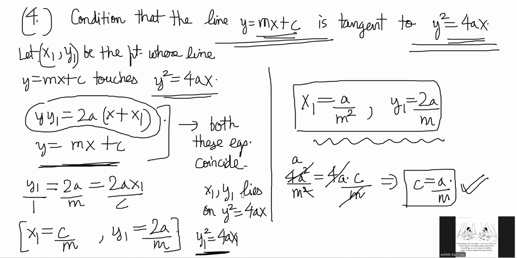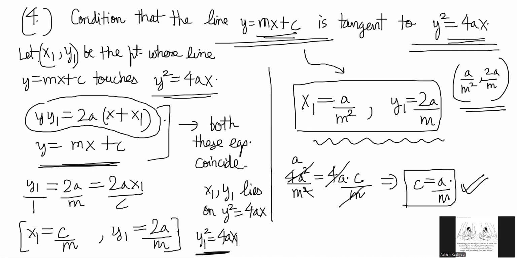And from the fact that x1, y1 lies on the parabola, we know y1 square is 4a x1. And using these two results together, we get c is equal to a by m. And we also get the point of tangency a by m square and 2a by m, right? So remember the point of tangency of this line, if it is tangent to the parabola, it is a by m square comma 2a by m, right? That is something that is important to know.